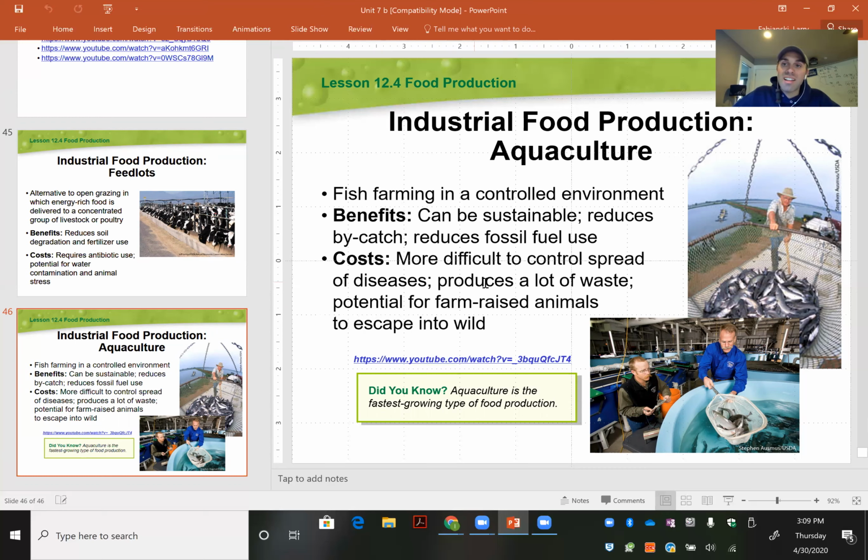Now the downside, a lot of waste. Think about all these fish you have in one area. They're pooping and it's going right down. There's a lot of waste that's concentrated in one area. Also, what if these farm fish escape into the wild? Now they can mate with other non-GM fish or non-farm fish. And then last, think about feedlots on land. If you have a disease, it can move quickly through this fish farm and all of your organisms could potentially die or become infected.